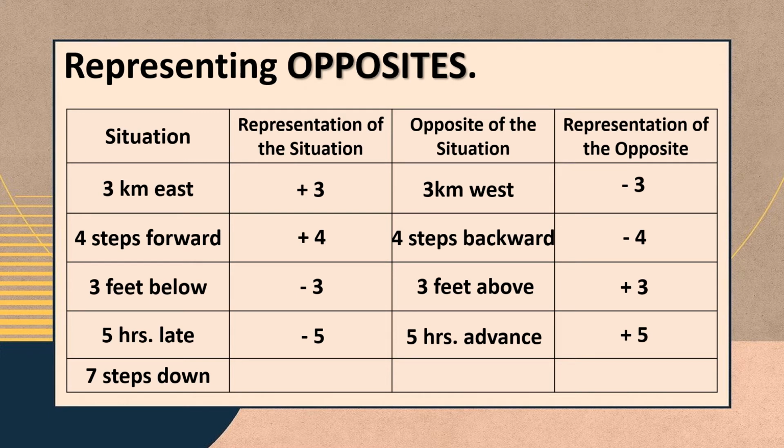Then we have 7 steps down. From the situation, the word down is negative. So the representation is negative 7. The opposite is up. So we have 7 steps up. The representation is positive 7.